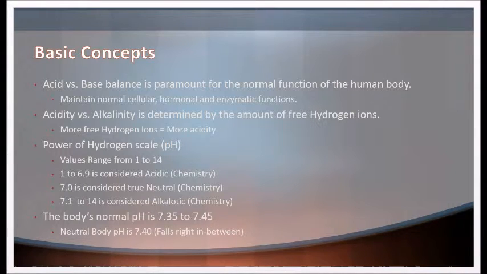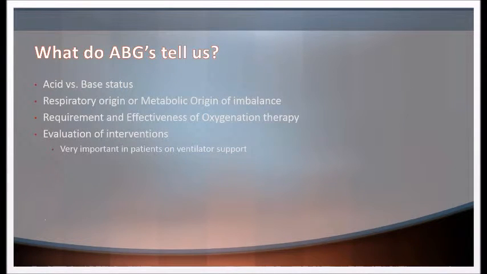When it comes to the body, it's a little bit different. The body's normal pH value is between 7.35 and 7.45, and the true neutral body pH is 7.40, which, if you do the math, falls right between 7.35 and 7.45. So that would be a number to keep in mind.